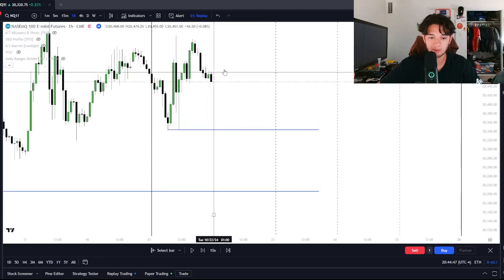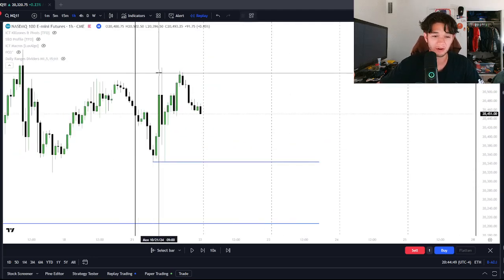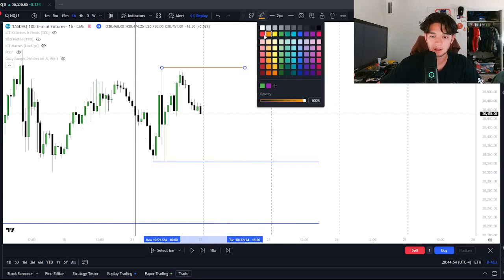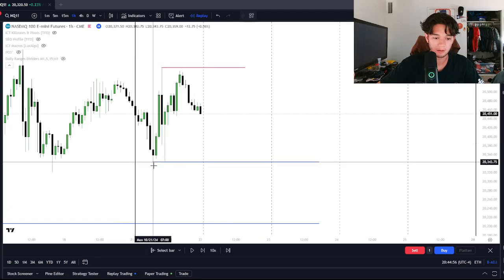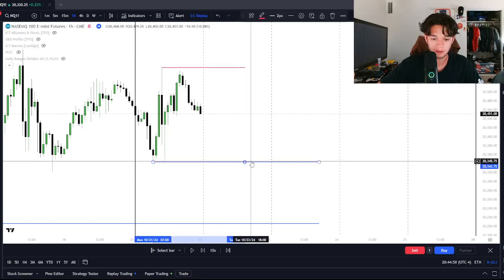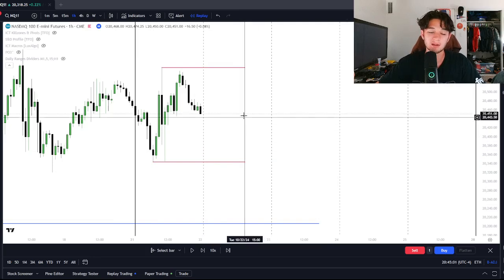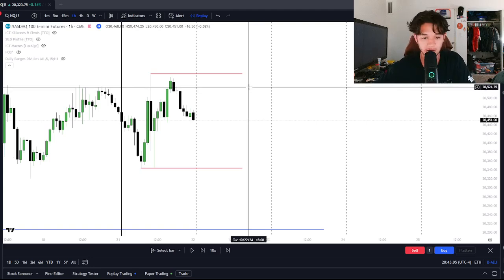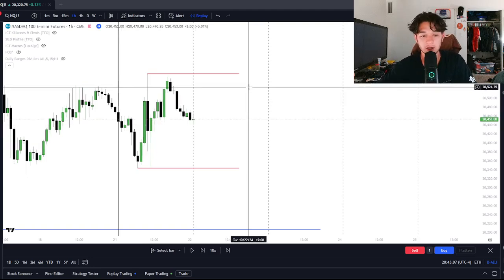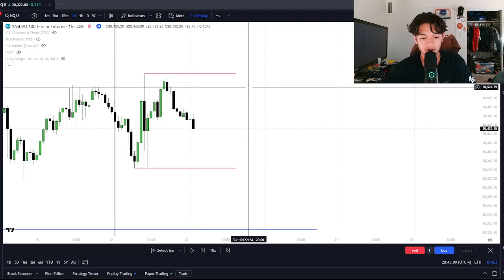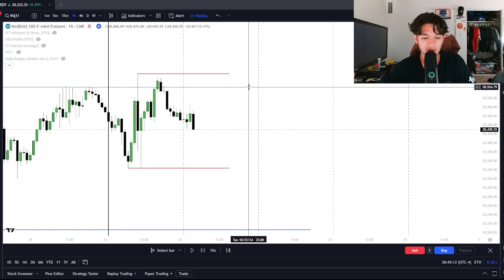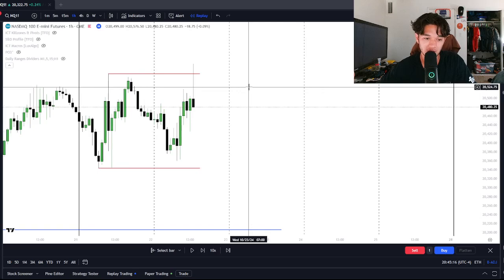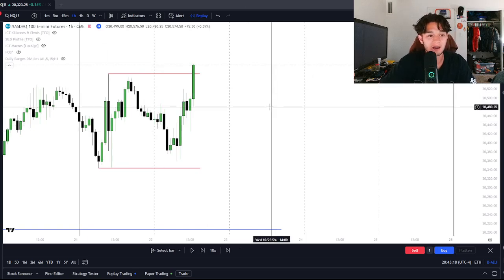So we let Monday price play out. I then want to mark out the high and the low of the range, and see if Tuesday takes either high or low. Before I'm even looking to take a trade on Tuesday, I want to see the high or the low be taken. Okay, we're going down, going back up. Boom. We take the high.